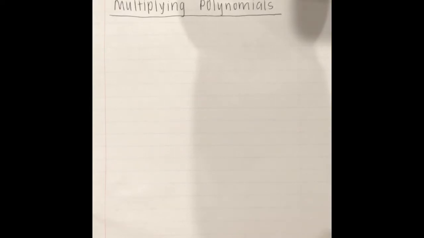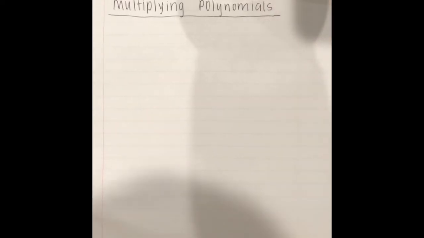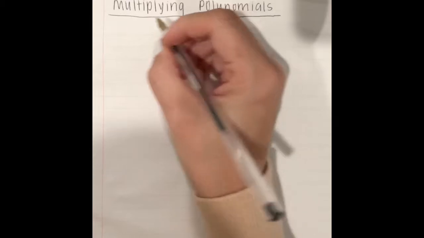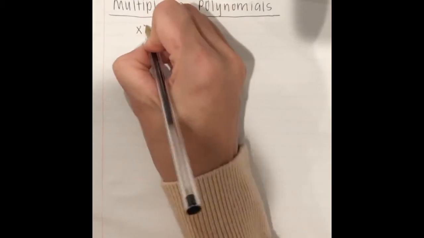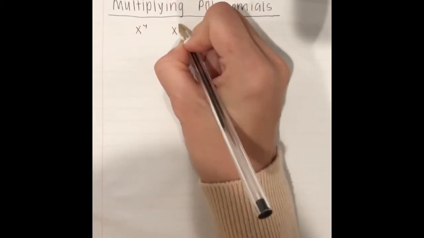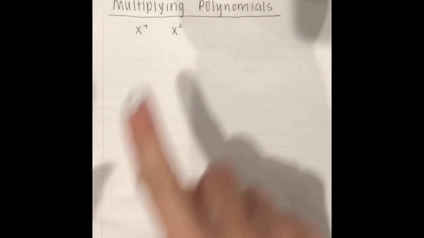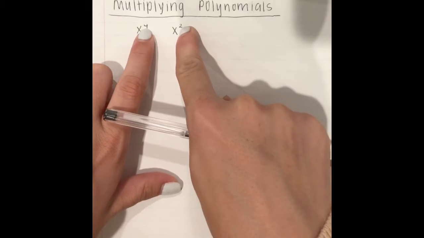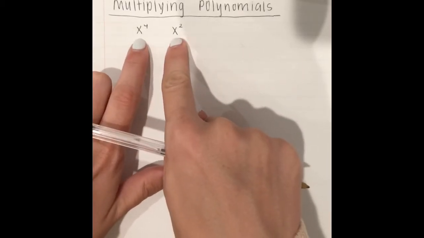All right, so we've already done adding polynomials and subtracting polynomials. Now we're looking at multiplying polynomials. So, a few differences, but one thing is if we had x to the fourth and an x squared, we couldn't add these. We couldn't subtract these because they have different exponents, right? These are not like terms.